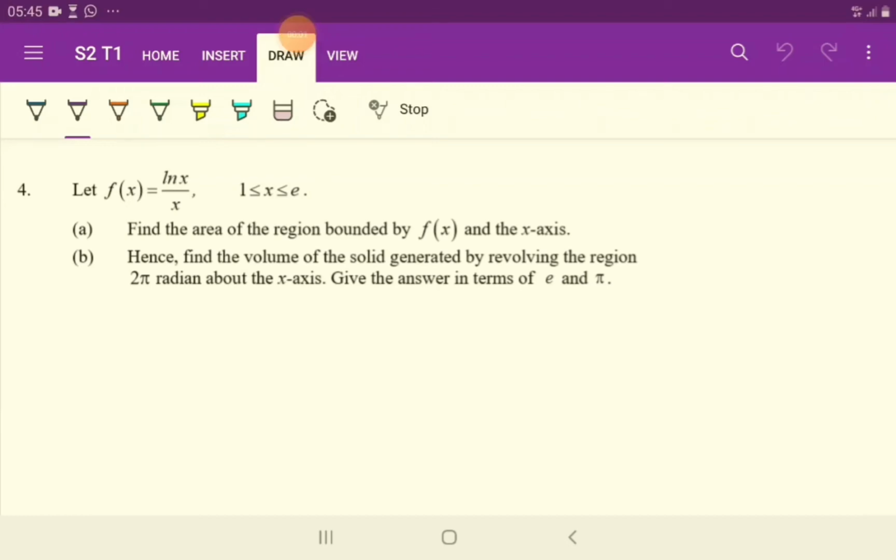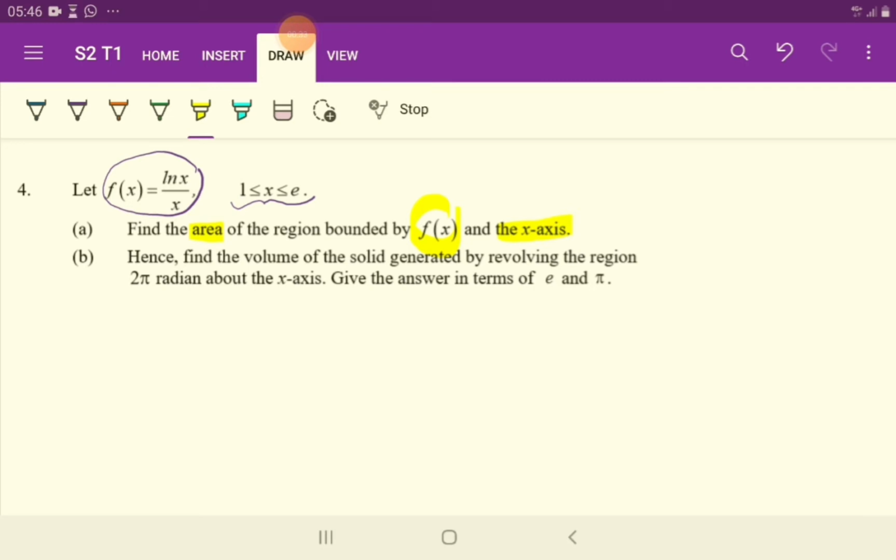Okay, let's discuss question number 4. We are given this function ln x over x for domain between 1 until e. Find the area of the region bounded by f(x) and the x-axis. So clearly in this case, you cannot sketch the graph because we never learned how to sketch the combination of a ln and reciprocal function.